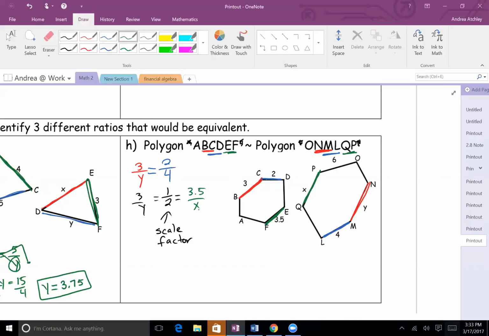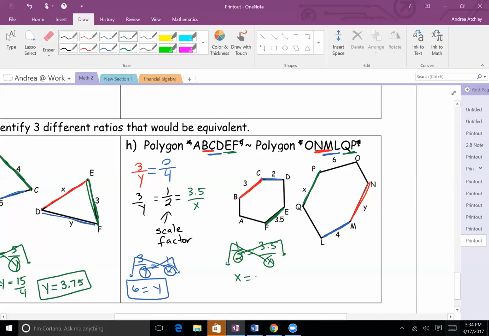Okay. Again, if we want to, we can find the y and the x. 3 over y equals 1/2. Cross multiply. Get 6 equals y. And then we could do it with the 3.5 and the x ratio. Again, you want to use your scale factor, have 3.5 over x, and then cross multiply. Get x equals 2 times 3.5 is 7. And that's how you can find them.